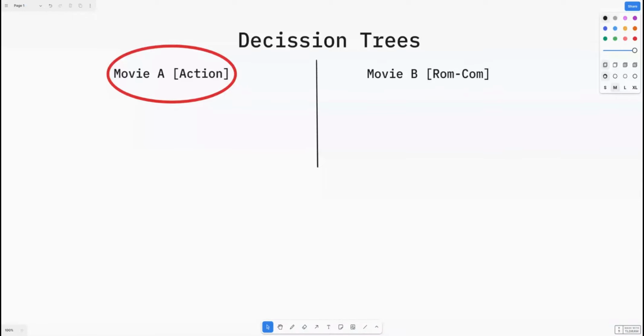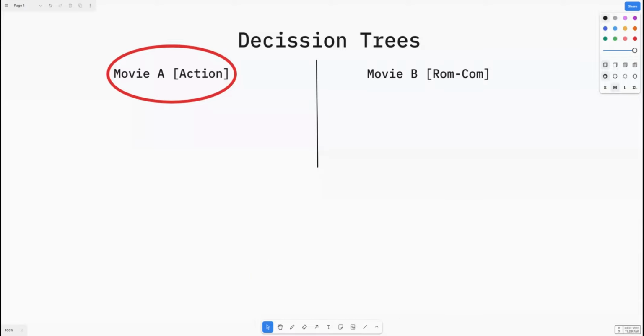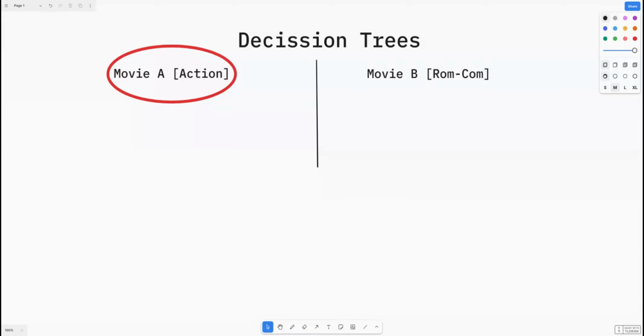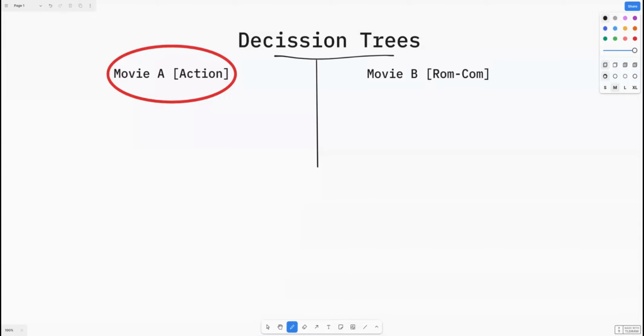Have you ever wondered how streaming services like Netflix decide what movie to recommend, or how a doctor chooses the best treatment for a specific patient? These decisions can be broken down using something super cool, and that is what we refer to as decision trees. To understand what these decision trees look like, you have a decision that you need to make, and you have the options that you want to choose from.